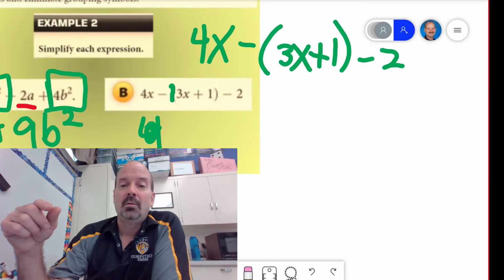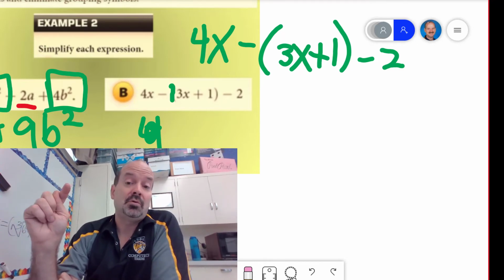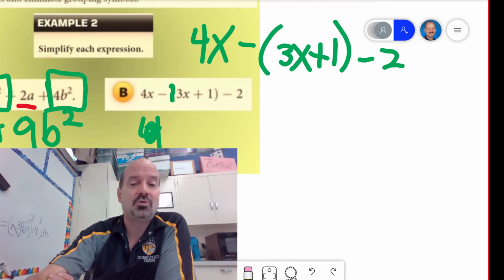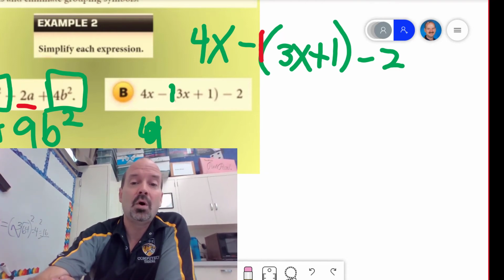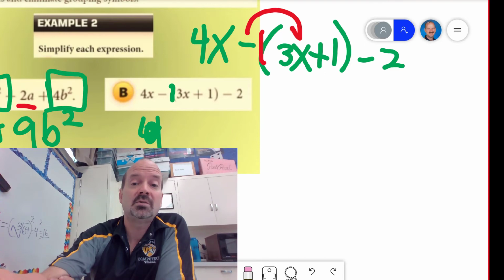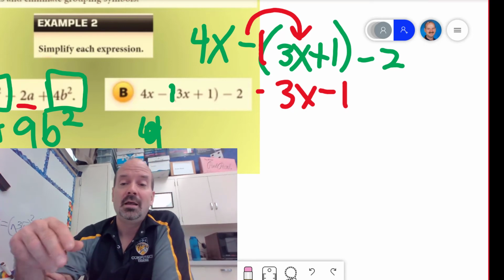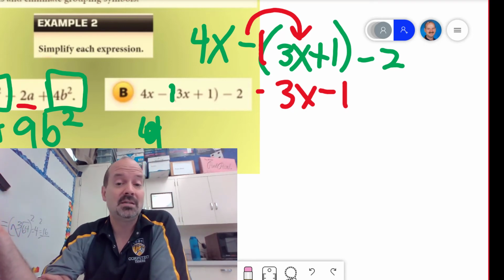Now, most students will remember to subtract the 3x, but they won't remember to subtract the 1. So instead of just subtracting it, let's go ahead and put a little 1 in here and distribute. -1 times 3 is a -3x. And here's what I'm saying. The -1 times the +1 makes a -1. That 1 actually gets subtracted or becomes negative.